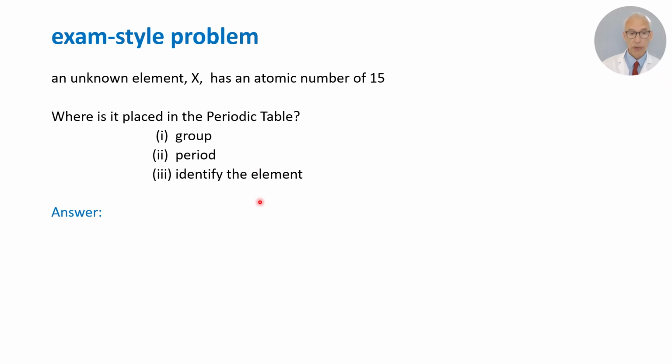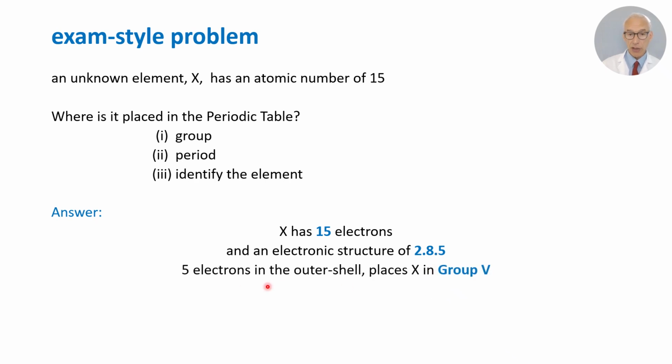Okay, so X has got 15 electrons. That means it has an electronic structure of 285. We have to have ideas of electronic structure involved. 5 electrons in the outer shell, therefore it is in group 5. 285, that's 3 occupied shells, therefore it's placed in the 3rd period. So the intersection between group 5 and period 3 identifies the element as phosphorus.